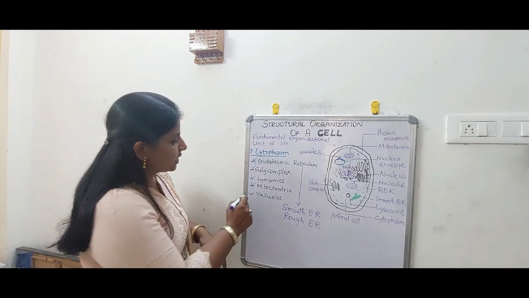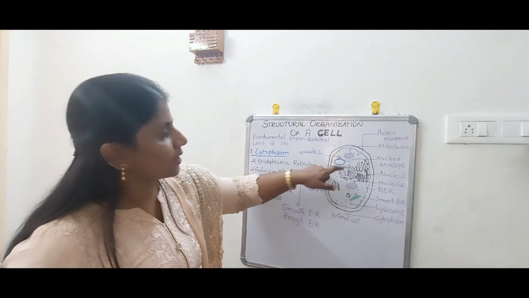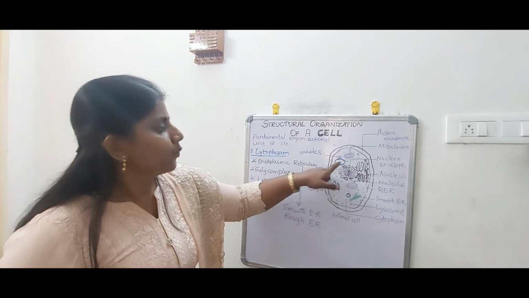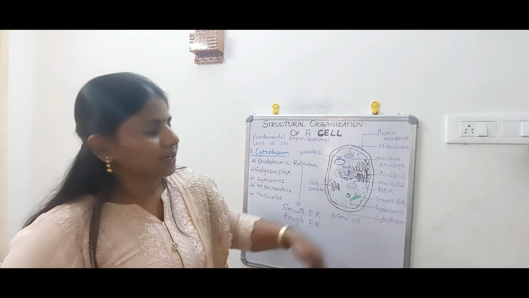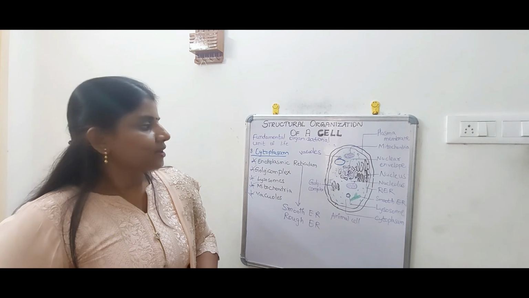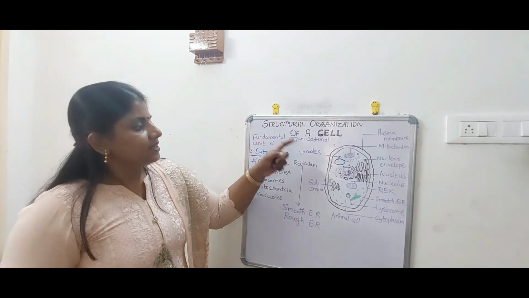And the last one is the vacuoles. These vacuoles are the storage organelles. They will store the waste materials. In this way, it prevents the contamination of the cells. So this is the brief explanation of the cell.